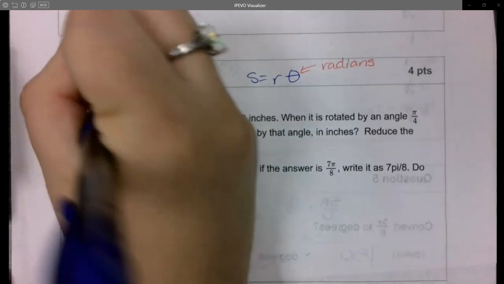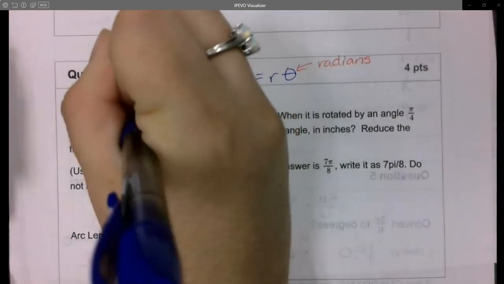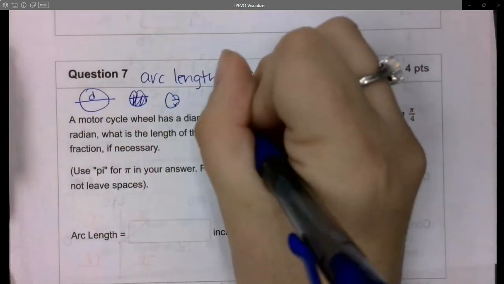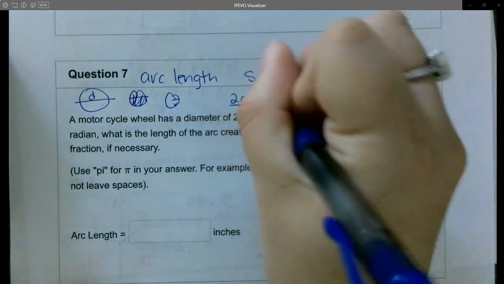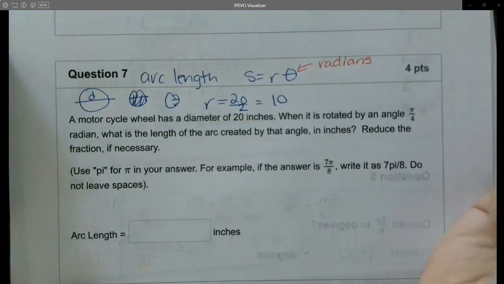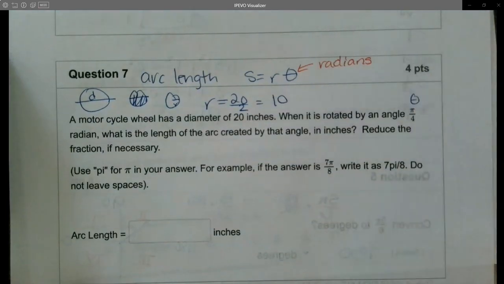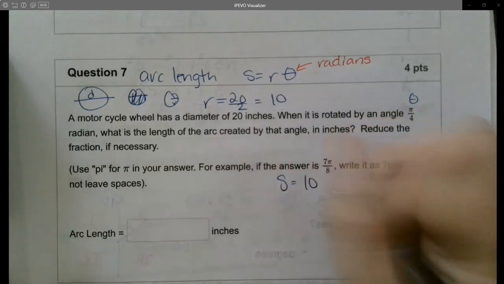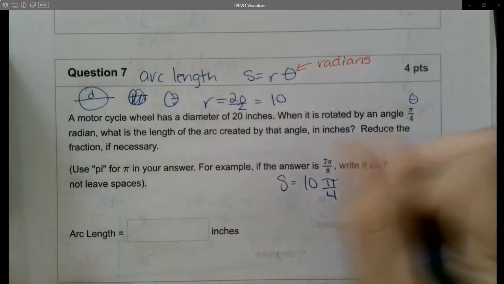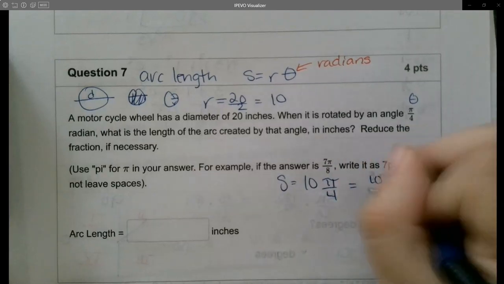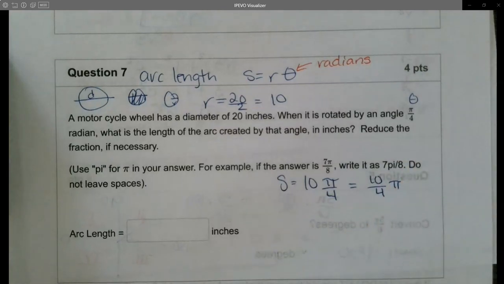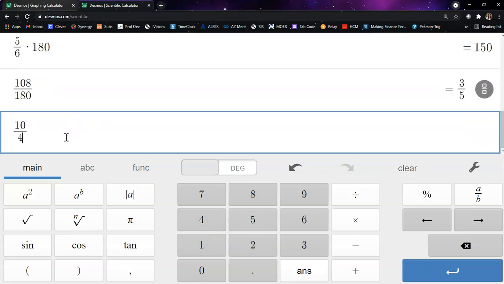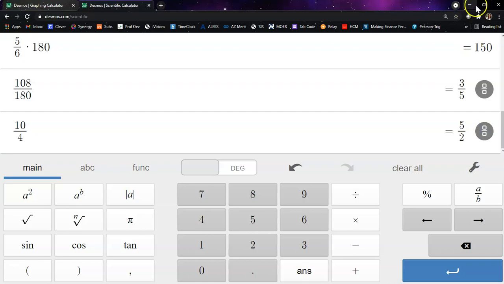So on a circle, if I have a diameter, that's the whole way across. The radius is just half. So I need to take this and divide by 2 to turn it into a radius. So my radius is 10. And then my angle is pi fourths. So my formula has me multiplying my radius, which was 10, by pi fourths. I can rewrite this as 10 over 4, and then the pi off to the side. So I simplify my fraction, which gives me 5 halves.